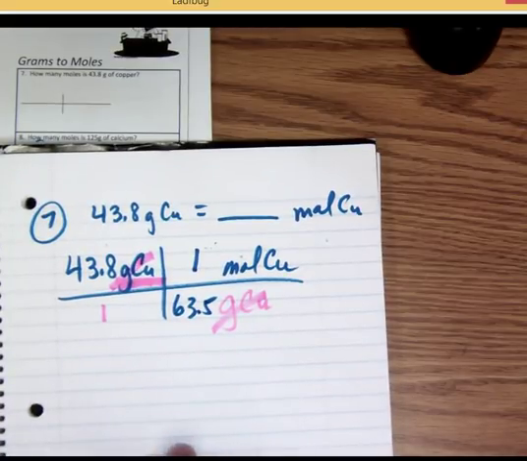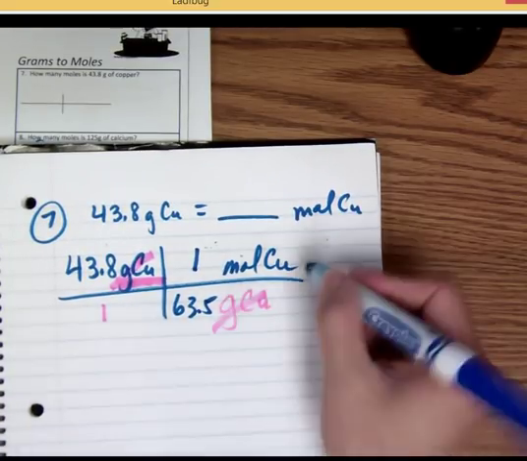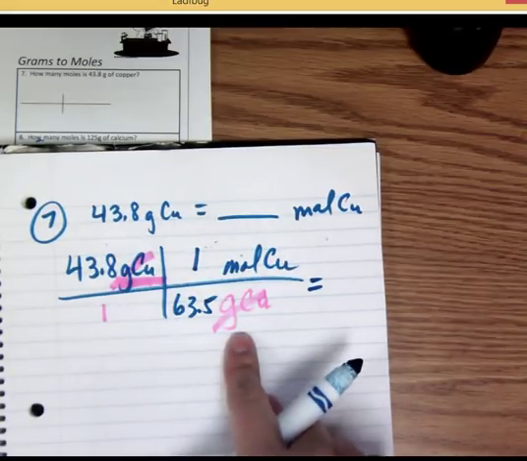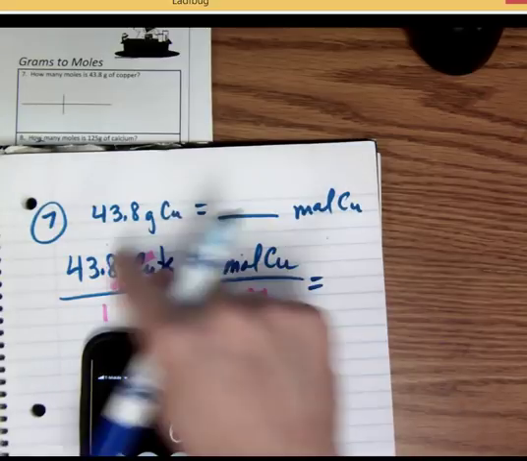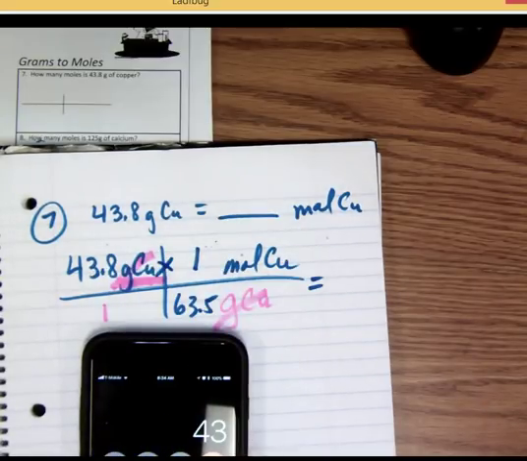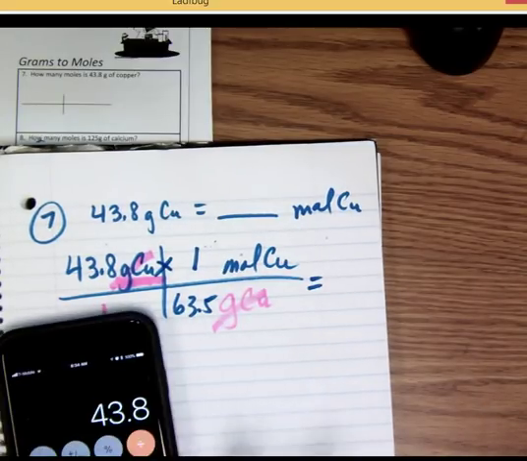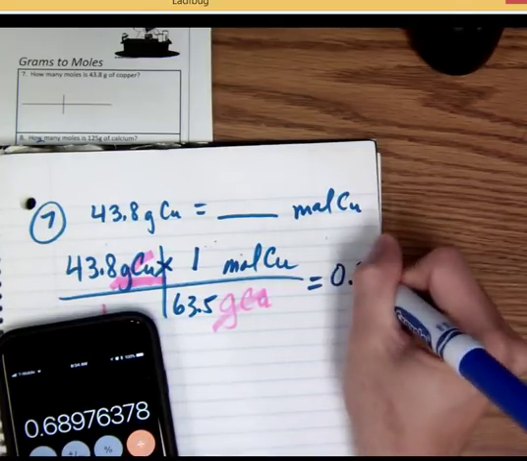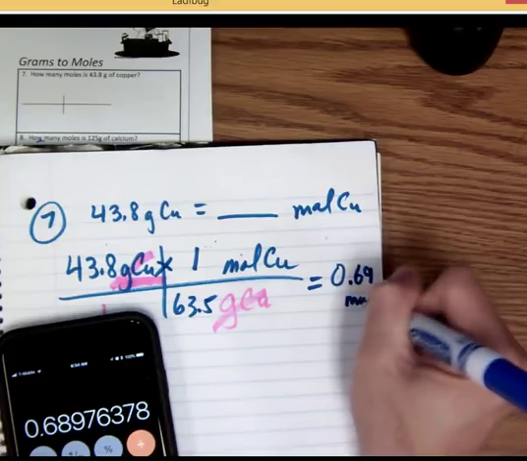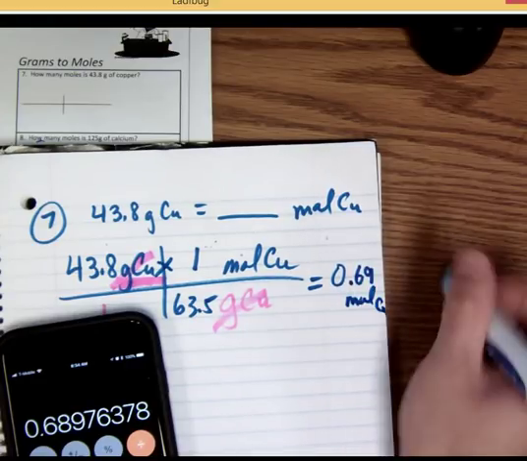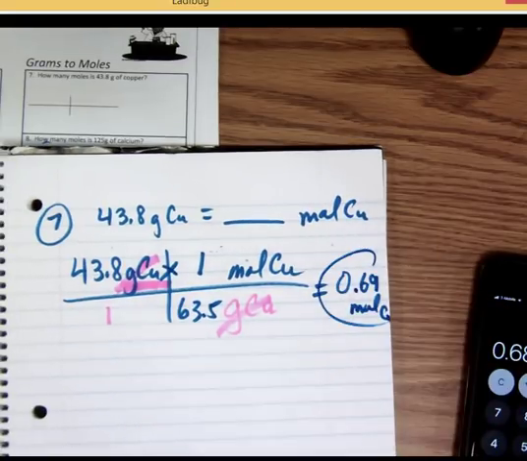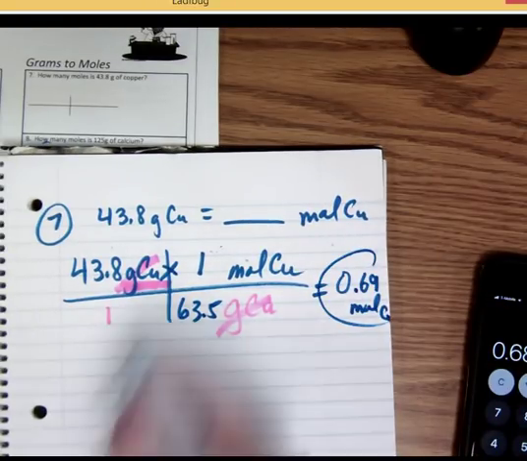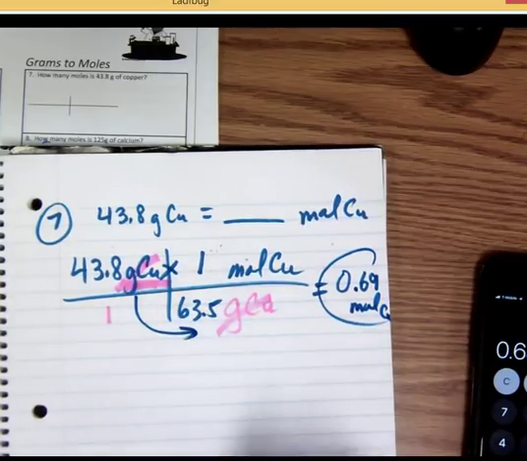Okay. And so take that. Again, one's on top, one's on the bottom. This time you don't multiply. You're kind of multiplying on the top, which is 43.8 times 1, which doesn't change it. Divided by 63.5. And I'll get 0.69 mole of copper. Okay, mole of Cu. There you go. The only difference is now we start with grams, so grams, the unit goes down to the next one.